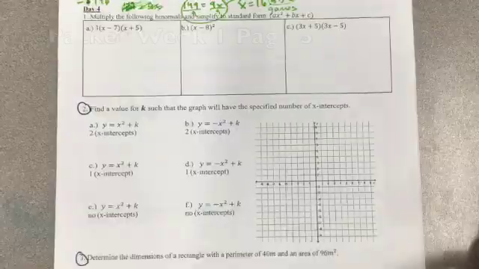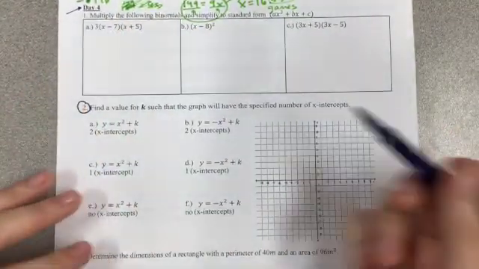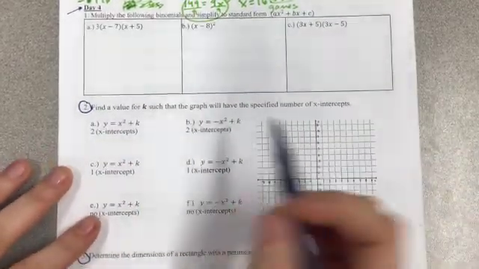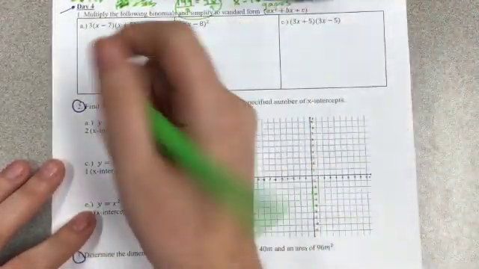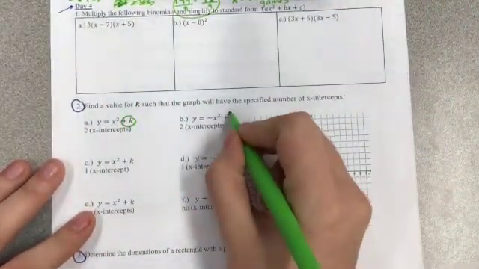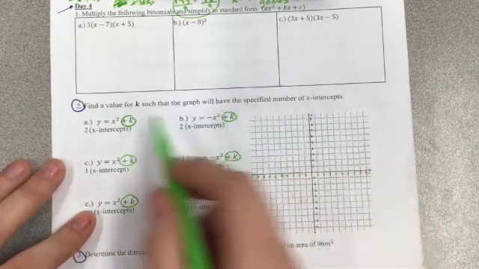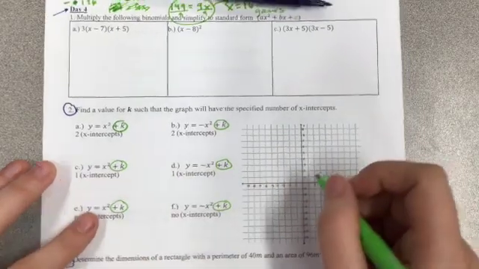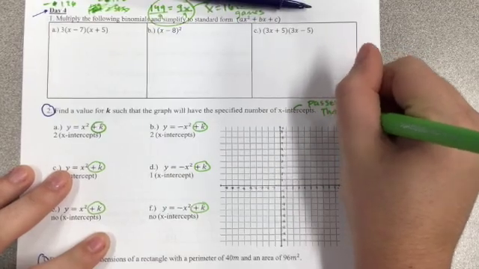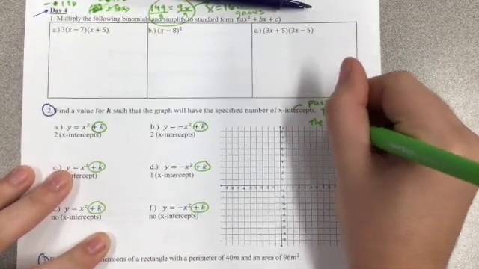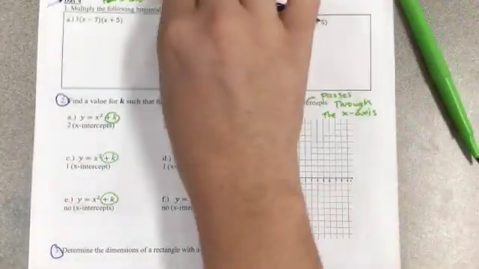All right, now we're moving on to day 4. This is the pre-lesson for day 4. We're going to do question 2. For part 2, it's asking us what value of k, so we're trying to figure out some k value for all of these, that would give us this many x-intercepts. Remember, an x-intercept means passes through the x-axis. So let's start by building our parent function.